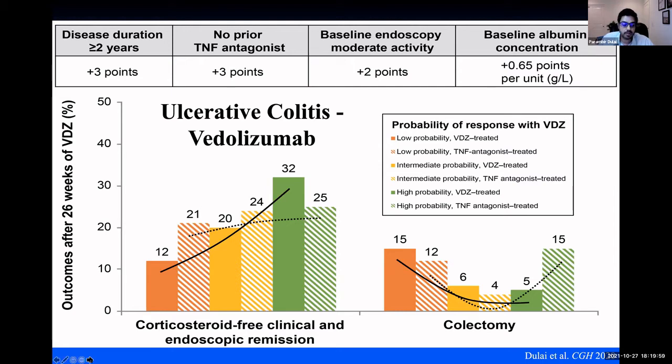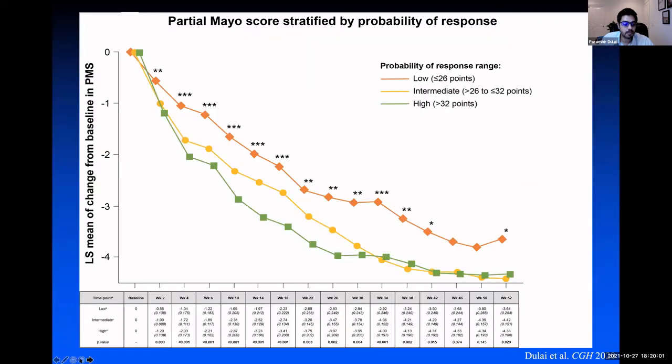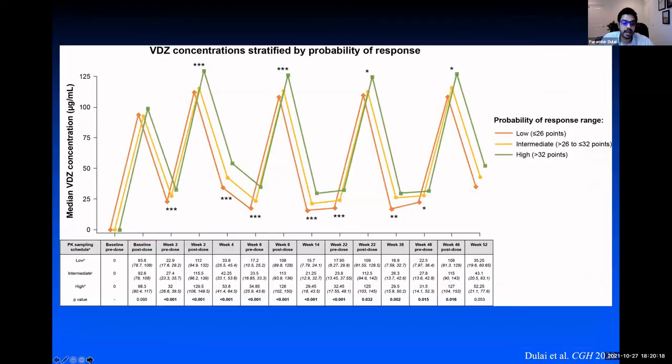Similar to what we did in Crohn's disease, we looked at rapidity of onset. And so this is reduction in partial Mayo score. And so similar to Crohn's, the orange or low probability group had slower improvements in disease activity over 52 weeks. And the intermediate and high probability had more rapid reduction in disease activity scores. And similar to Crohn's, you saw this stacking effect for measured drug concentrations over 52 weeks between the low probability in the orange, intermediate in yellow, and high probability in green.